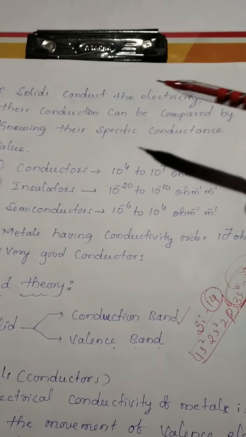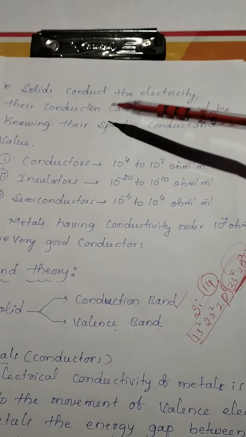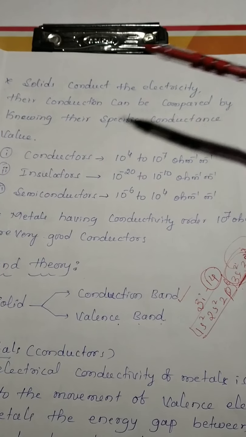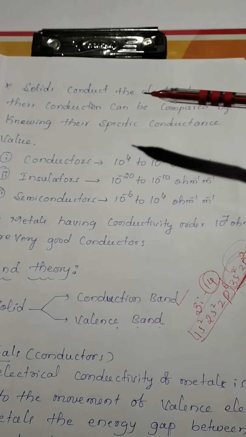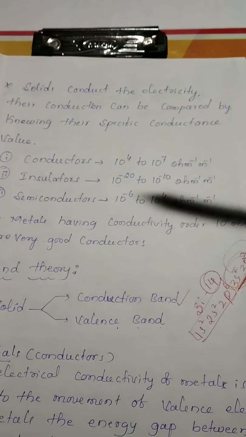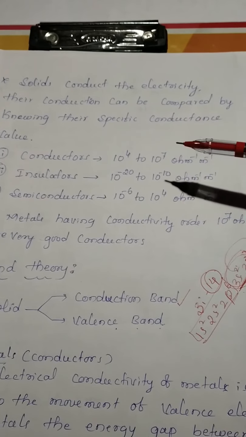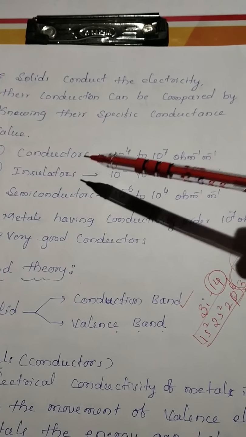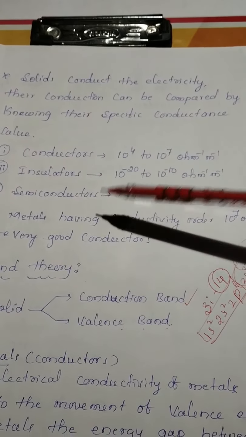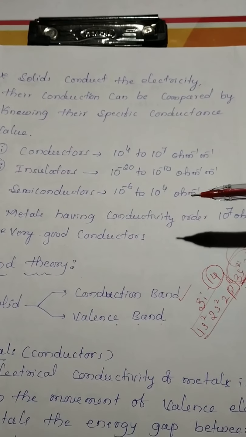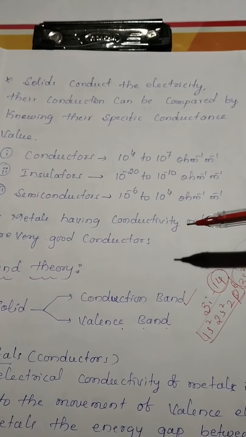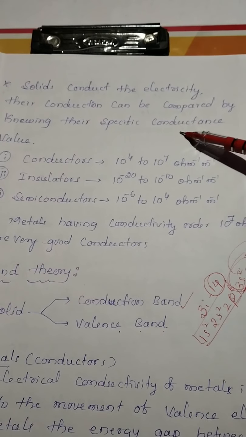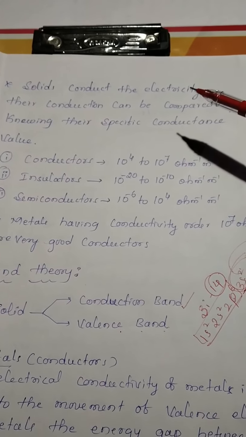Just see here, solids conduct electricity. Their conduction can be compared by knowing their specific conductance values. We can easily define conductors, insulators, semiconductors based on the specific conductance values. Specific conductance or conductivity, both are the same.